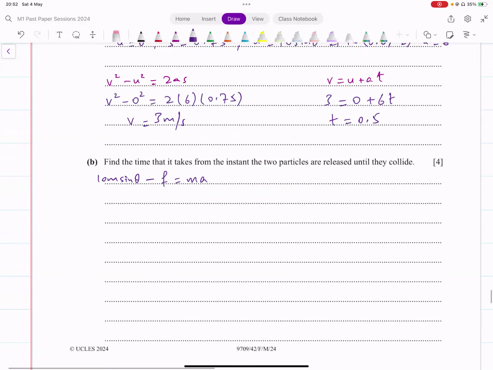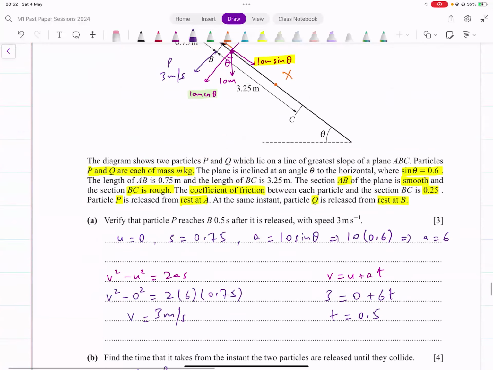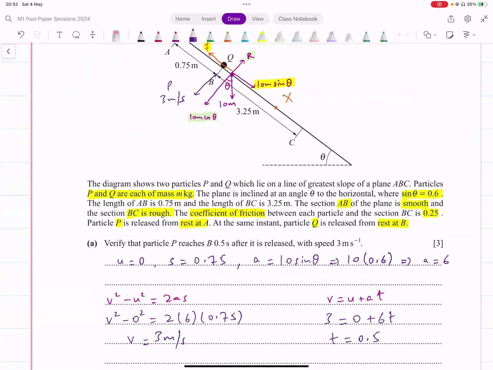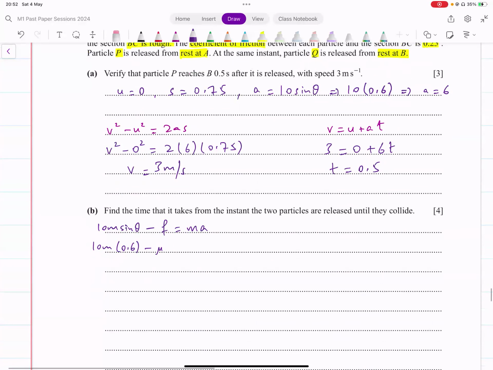Okay. Now we know the value of sine theta. Sine theta is 0.6. They gave us that in the question. We can put that here, minus F. What is F? F is equal to mu R because the particles are moving. Friction is going to be at its maximum value. That's mu times R. That equals m into a. Now 0.6 into 10, that is 6.